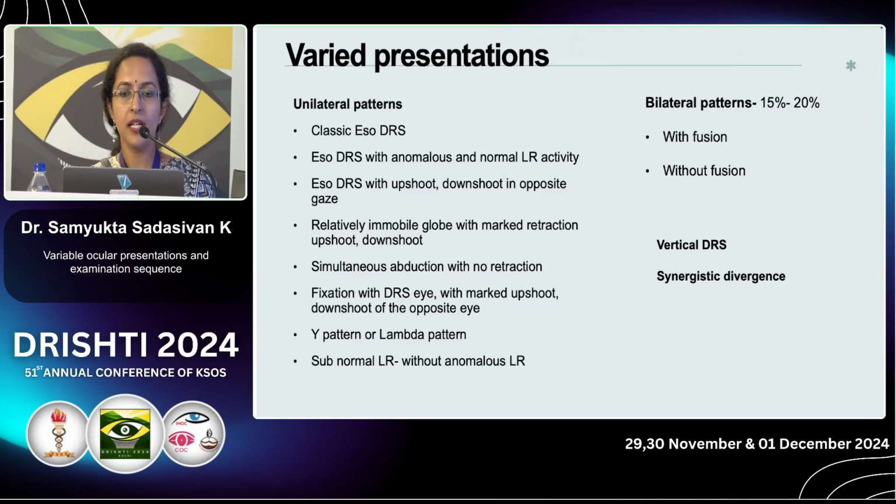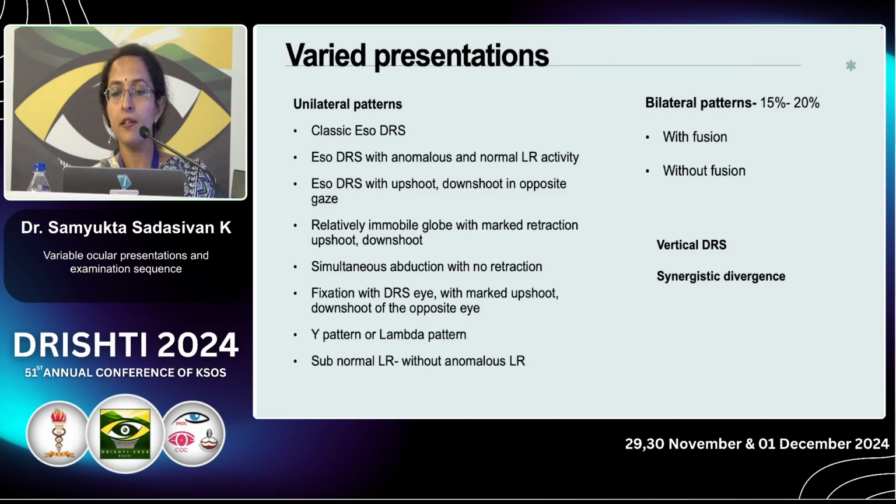It can be a unilateral DRS or a bilateral DRS. The classic is the ESO-DRS. ESO-DRS with anomalous and normal LR activity. ESO-DRS with overshoots in opposite gaze, relatively immobile globe, simultaneous abduction with no retraction, fixation with the DRS eye with overshoots in the opposite eye, Y pattern, lambda pattern, subnormal LR without anomalous LR.